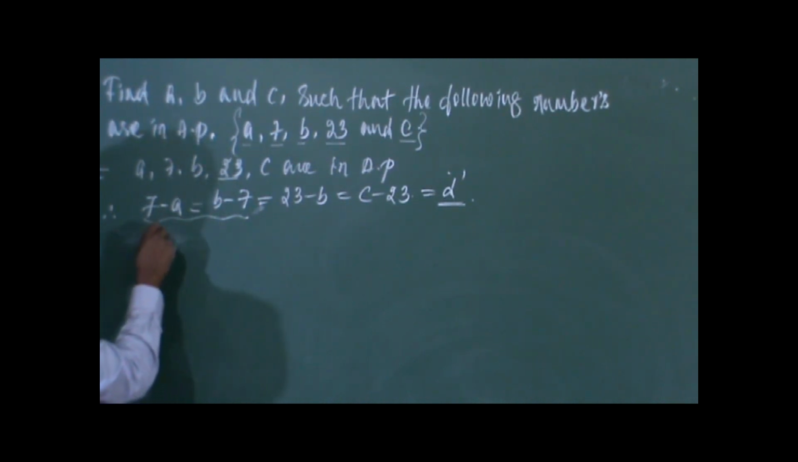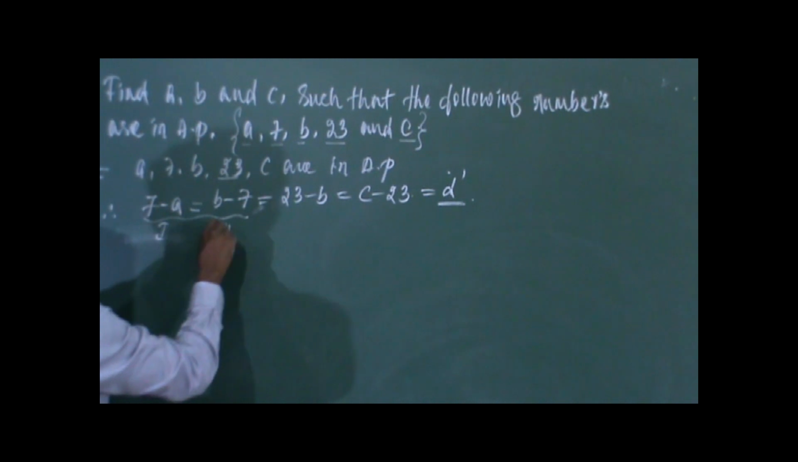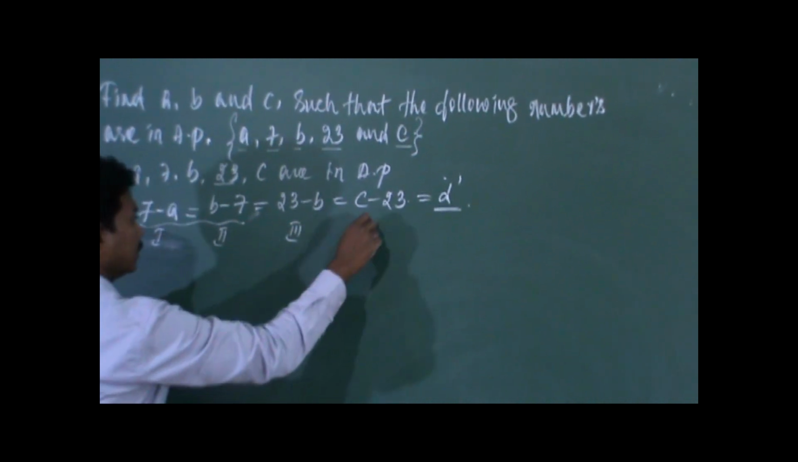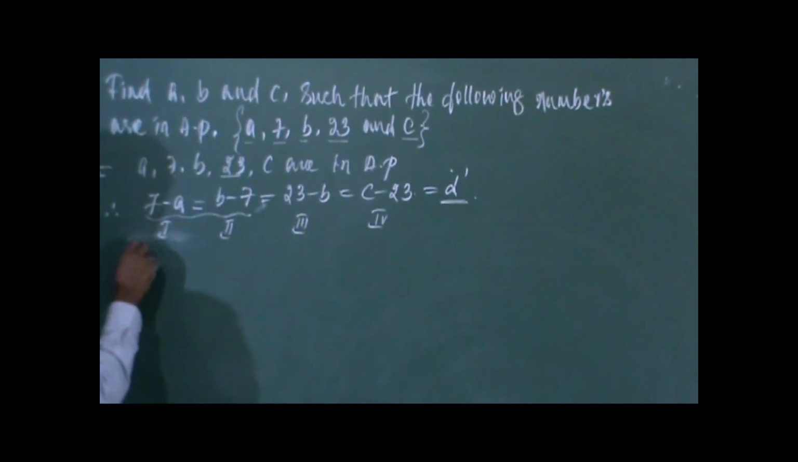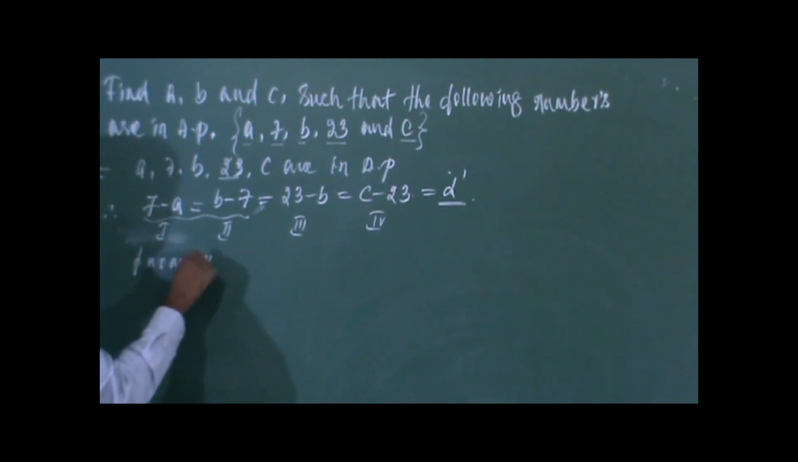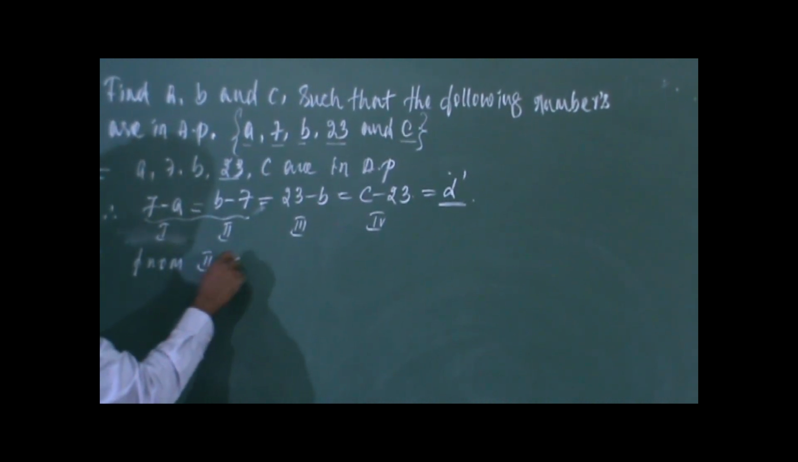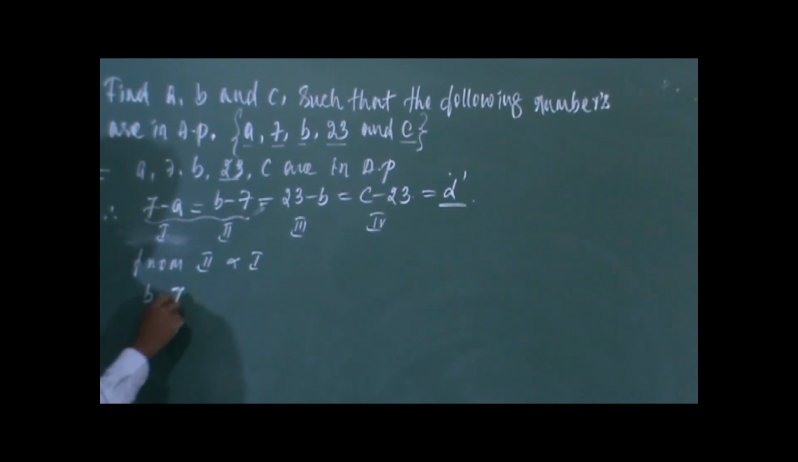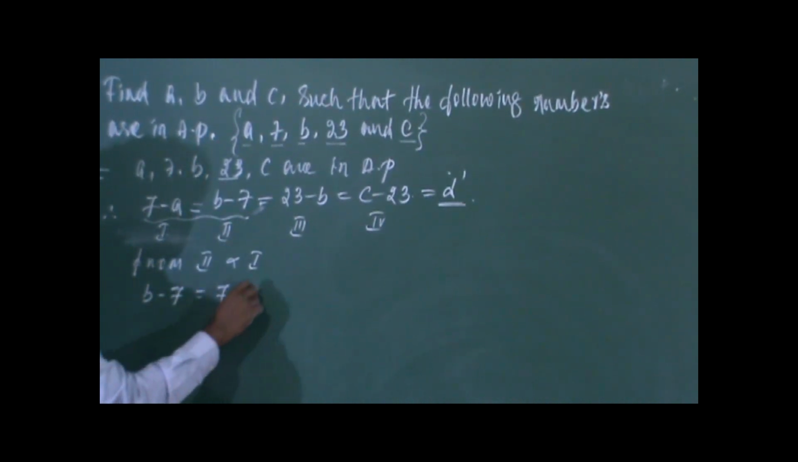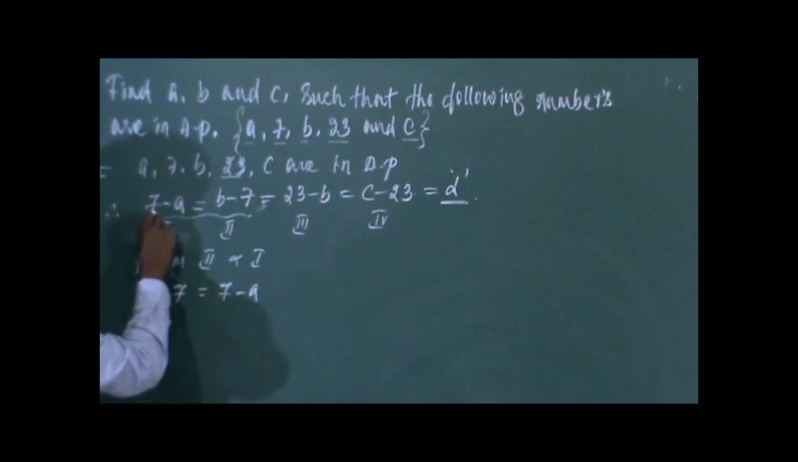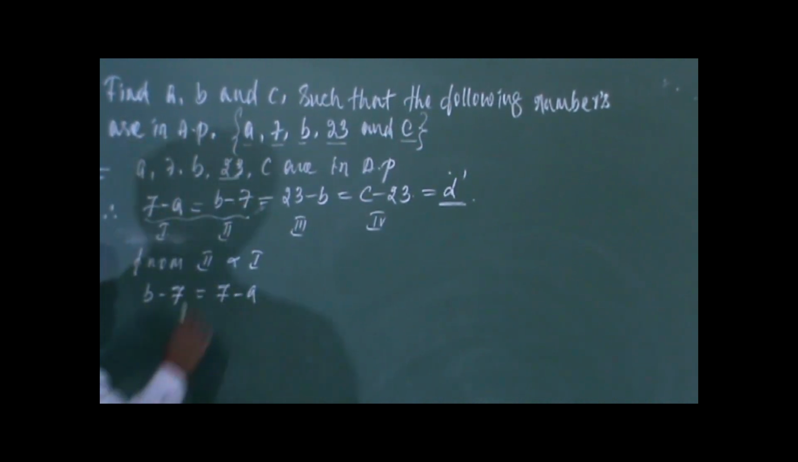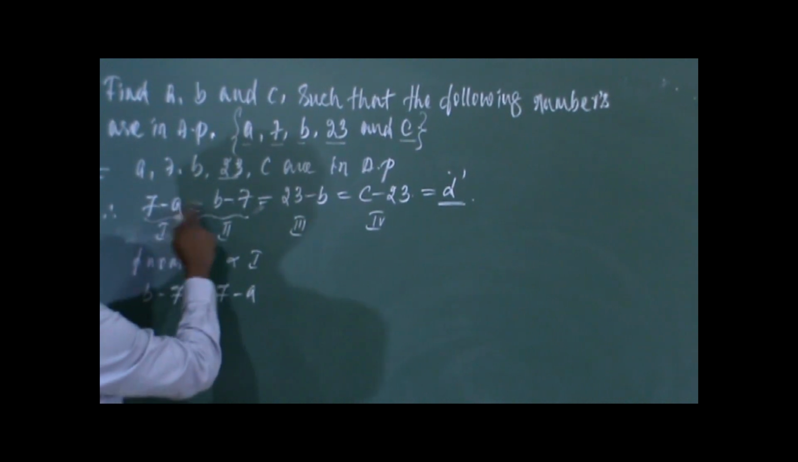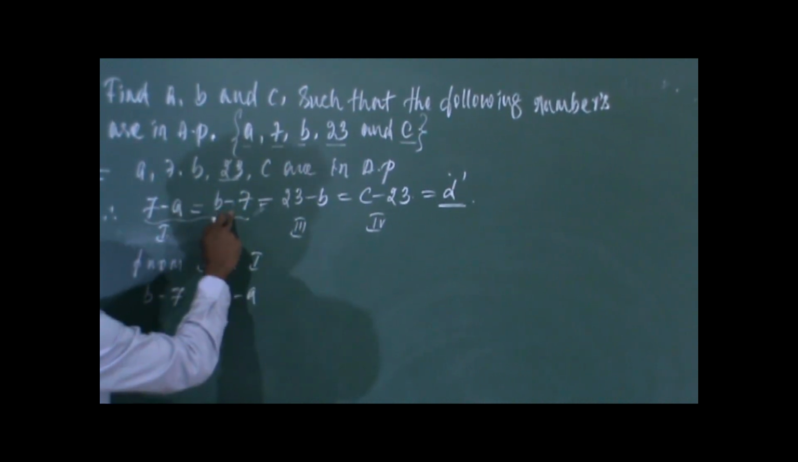Let us take this as 1, this as 2, this as 3 and this as 4. So from the second and first, B minus 7 is equal to 7 minus A. So 7 minus A also gives you the common difference, and B minus 7 also gives you the common difference.